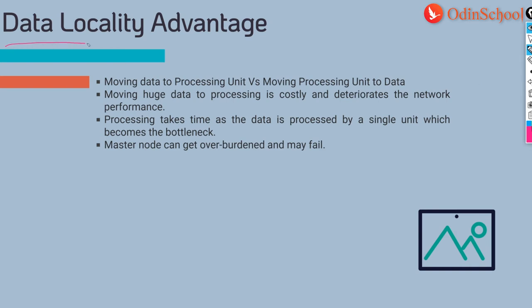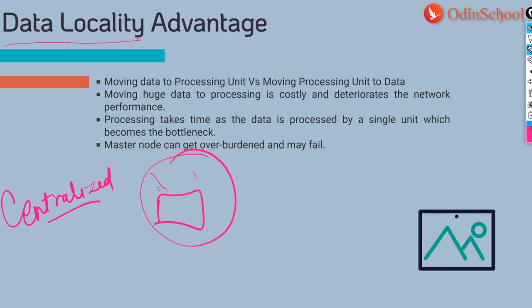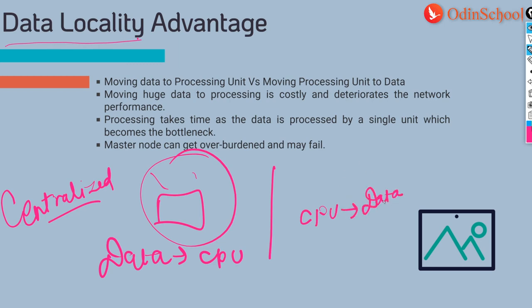Then I want to share with you a very important concept, which is data locality. In our centralized architecture, there is a single server which is managing all the things and all the client requests. So there we are moving the data to the CPU. Okay, so that is one thing. And in the distributed or Hadoop architecture, we are actually moving the CPU, or processing unit, to the data.